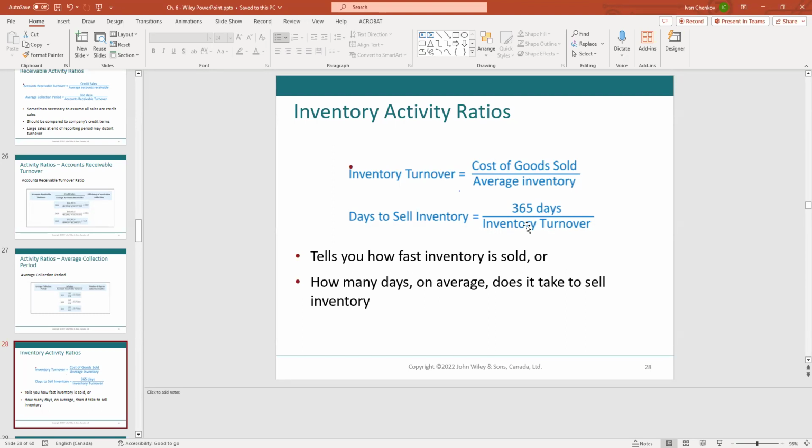183 days. Correct? Is that good for me? No. So where do I want this number, high or low? High. Now that will also depend on the industry, correct? On which industry you are.